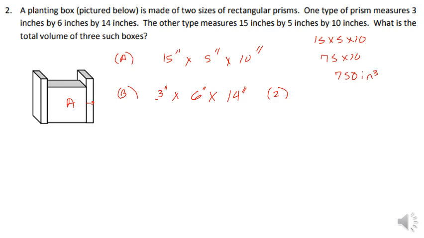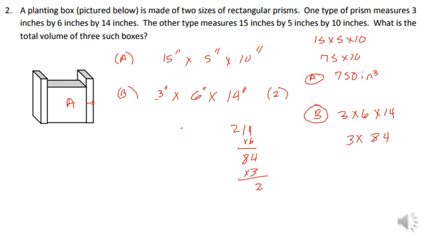Now B, we know that's 3 times 6 times 14. And I'm going to do 14 times 6. That's 24. So that's 84. I got 84 times 3. It's going to give us 12, 24, 25. So that gives us 252 inches cubed.